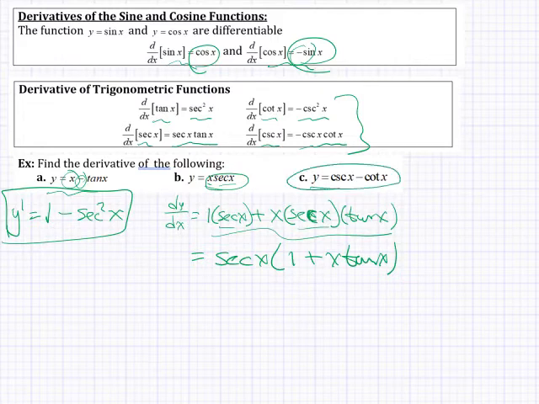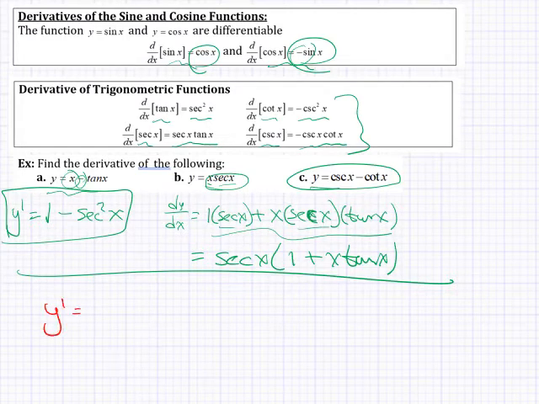All right, and finally we have this y right here for c. And so the derivative would be, again, sum and difference rule because of the subtraction here. Derivative of cosecant and cotangent can be done separately. The derivative of cosecant would be negative cosecant x cotan x, minus the derivative of cotangent x, which would be negative cosecant squared, so that would turn this into a plus cosecant squared x.